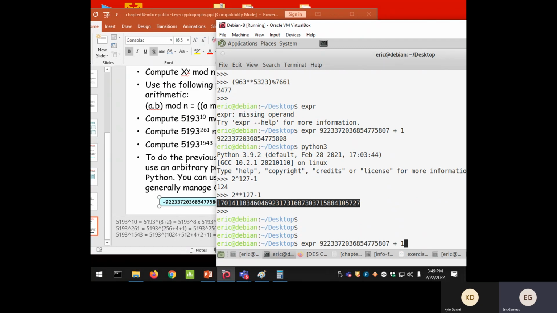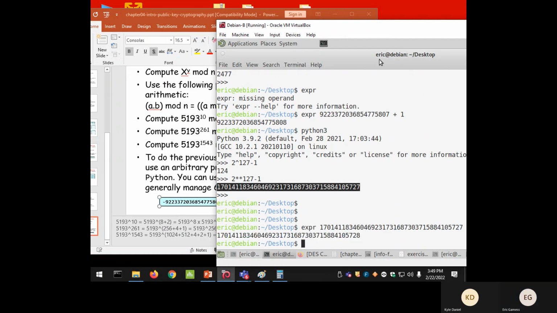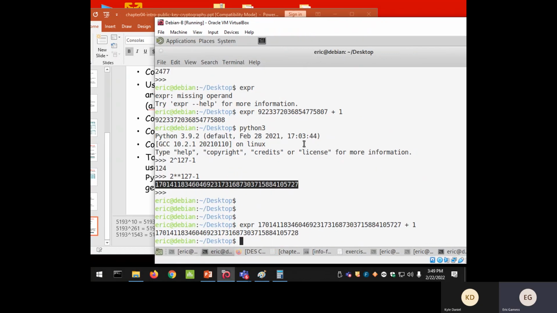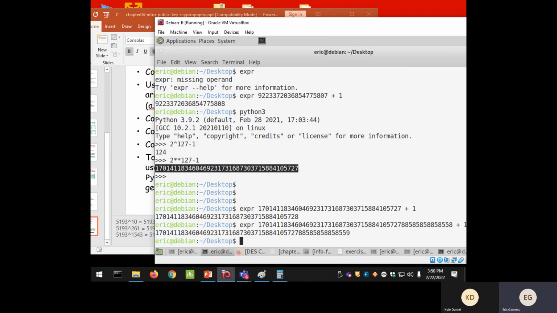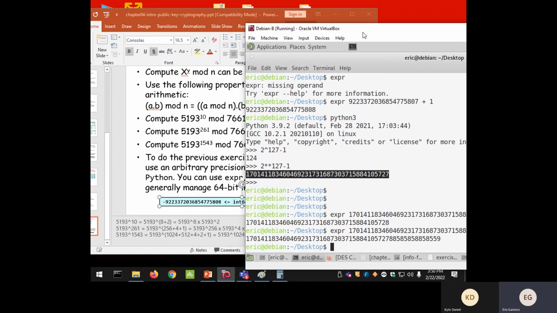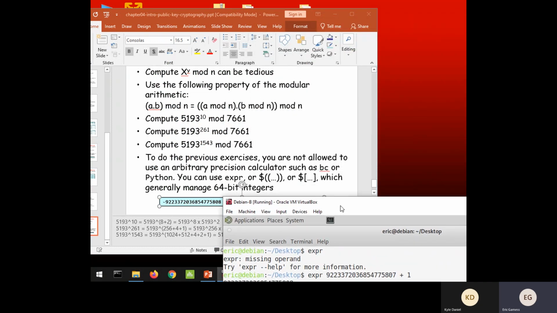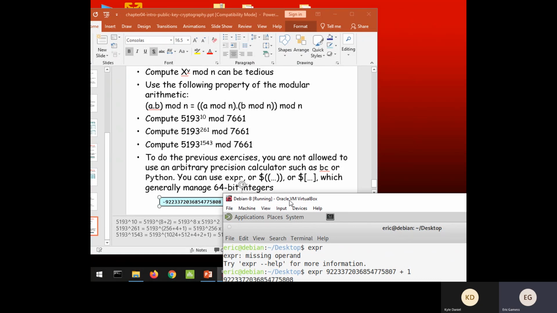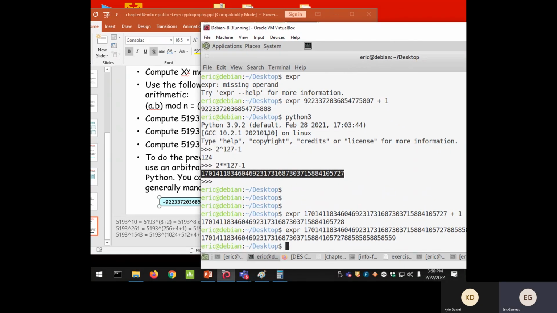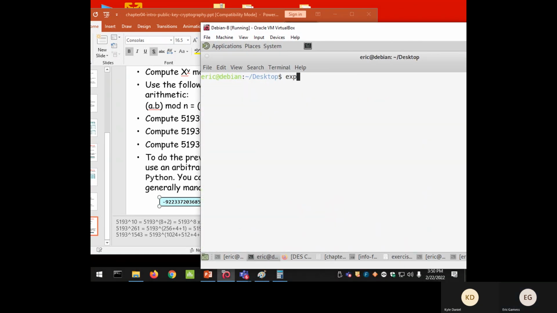So let's see. I'm going to put this integer plus 1. Oh, this EXPR is better than mine. It looks like an infinite calculator also. Mine, I don't know, it's the way it was compiled, maybe. Okay, so you cannot use the EXPR. You need to use this. So let me show you, for example, echo.